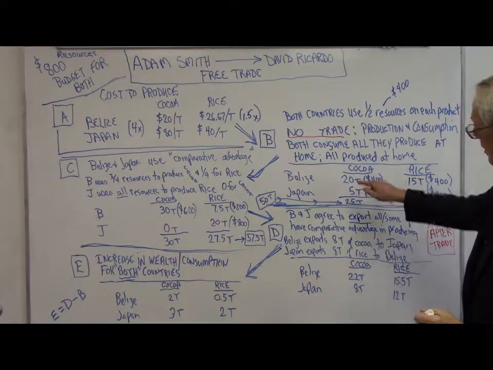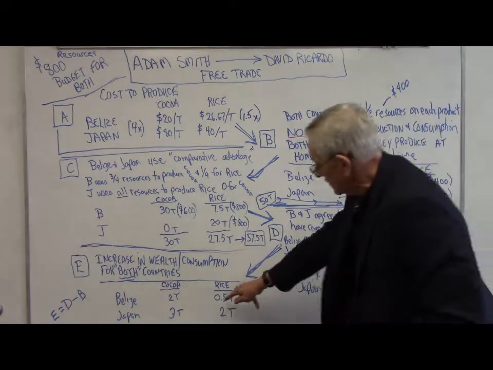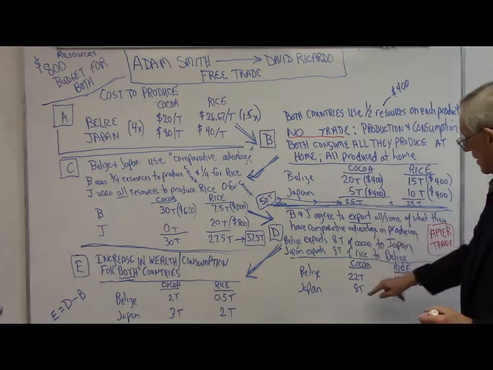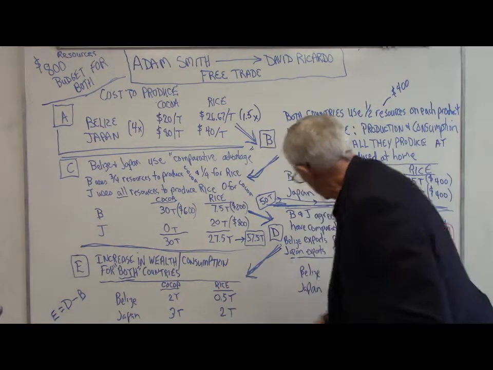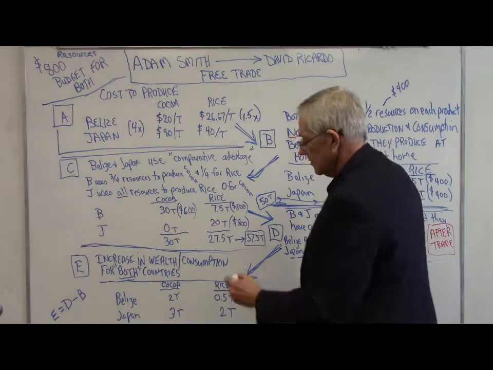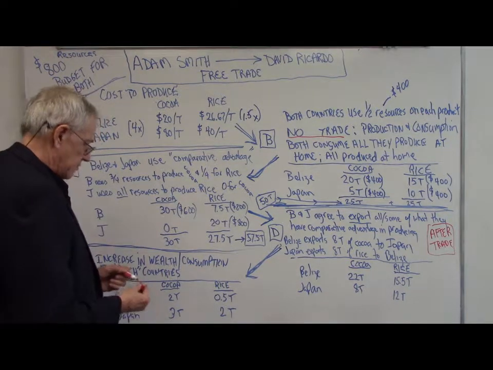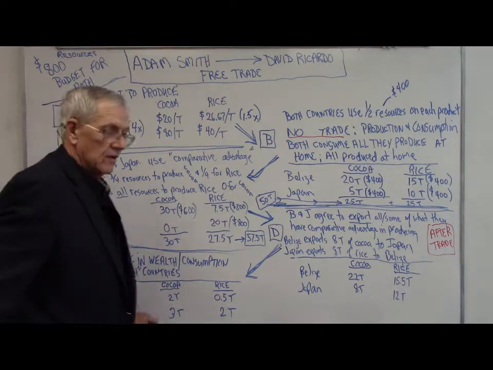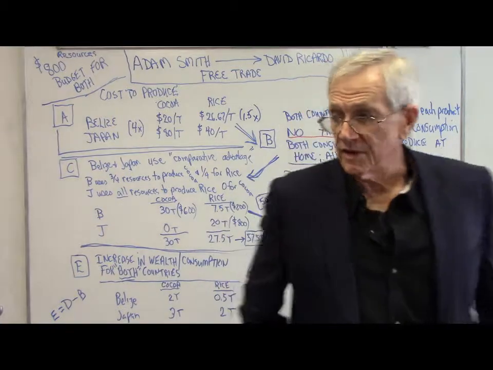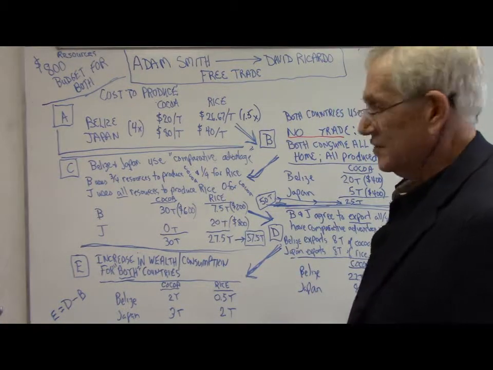So if you take 22 minus 20, that's 2. 15.5 minus 15 is 0.5. 8 minus 5 is 3, and 12 minus 10 is 2. So this is the increase in wealth and consumption of both countries. Okay, so there you have it. That's the theory of why free trade is beneficial.